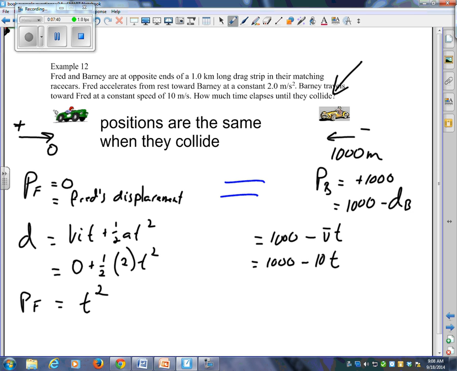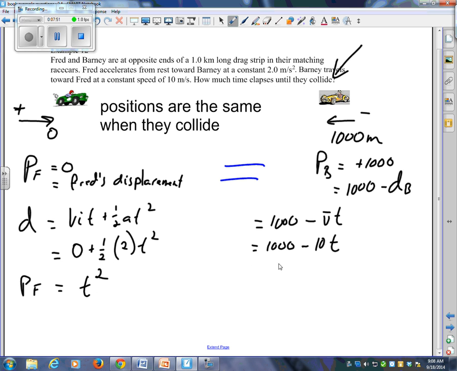Absolutely they're the same. Can we set them equal to each other? They are equal to each other. Remember, position Fred has to equal position Barney. We set them equal because they collide. They are in the same spot. We want to know what's the value for t when Fred's displacement is equal to 1,000 minus Barney's displacement. Okay, so let's just set them equal to each other. So let's write t squared is equal to 1,000 minus 10t.